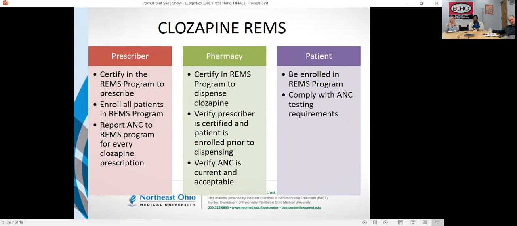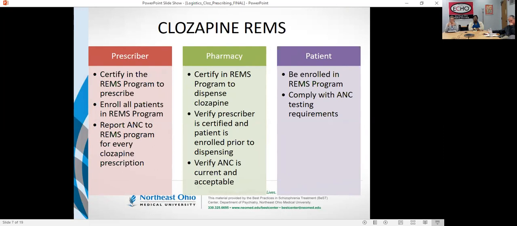The pharmacy, this pertains to both inpatient and outpatient pharmacy. They have to be certified in the REMS program, so patients can't go to any pharmacy and get clozapine. Most of them do tend to be registered and certified with the REMS program, but there may be some exceptions. Their responsibility is to verify that the prescriber is certified and that the patient is enrolled prior to dispensing any clozapine.